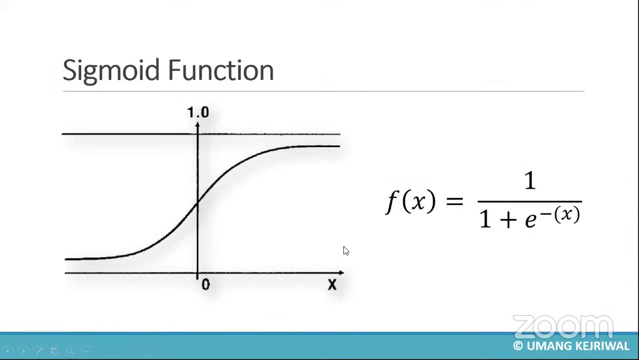Now, sigmoid function. It is a continuous function where the output will be between 0 to 1. So here we take the threshold value of 0.5.